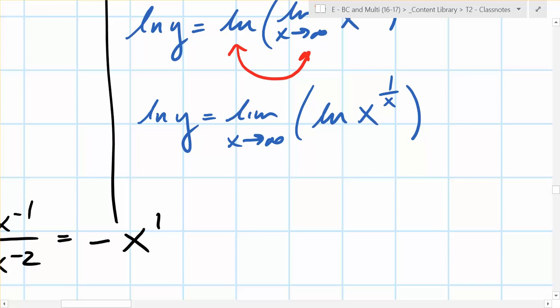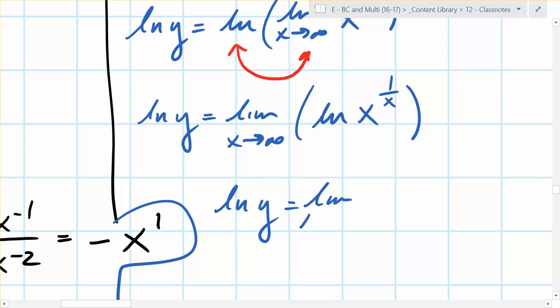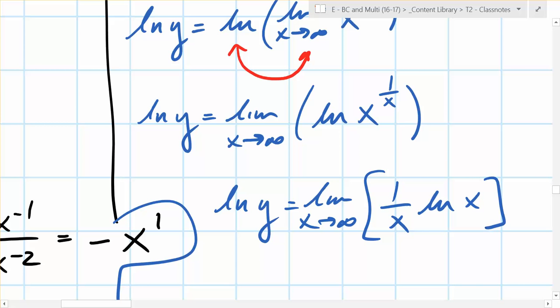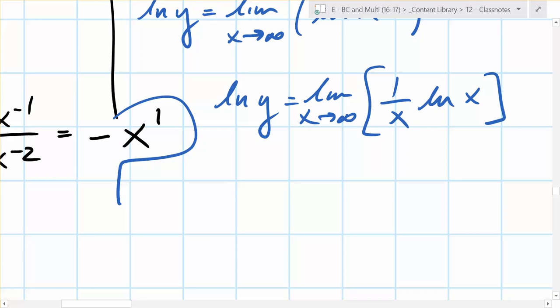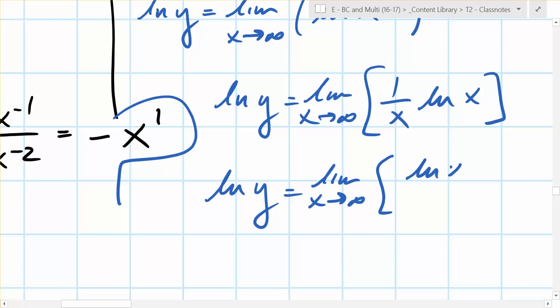Do you agree with that? Well, you told us it was okay, so we'll believe you. What can we now take to the front? What's the whole cool thing we can do now? So we have the natural log of y is equal to the limit as x goes to infinity of 1 over x times ln of x. Do you agree with that? Let's simplify it a little bit. ln of y is equal to the limit as x goes to infinity of ln x over x.